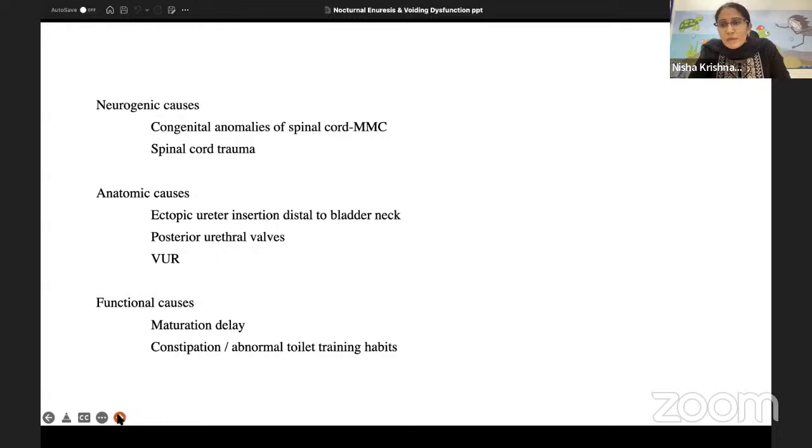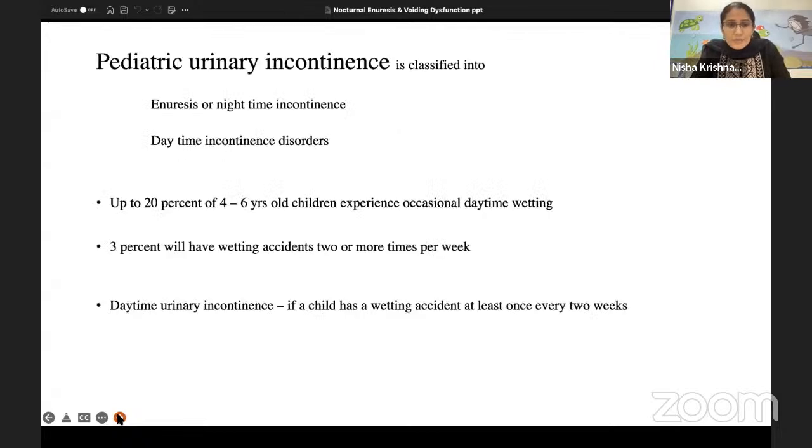When I say anatomic, I mean possibilities of posterior urethral valves. There could be an ectopic insertion of the ureter at the bladder neck or below, which means there is continuous dribbling of the urine. Or there could be a vesicoureteric reflux. The functional causes are not because of any anatomical or neurological problem, as the name suggests, but it is because of a delay in the maturation of this system, which means there could be some delay because there's a global developmental delay, and that also manifests in the form of a voiding dysfunction. Or what is very commonly seen is constipation and abnormal toilet training habits.